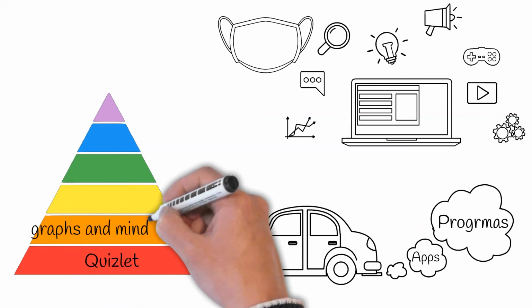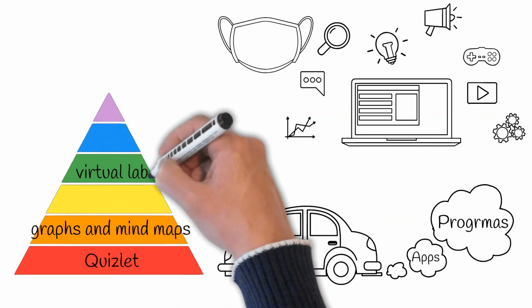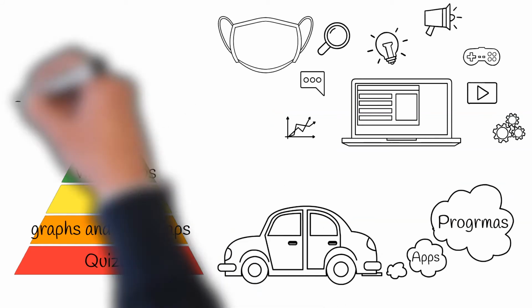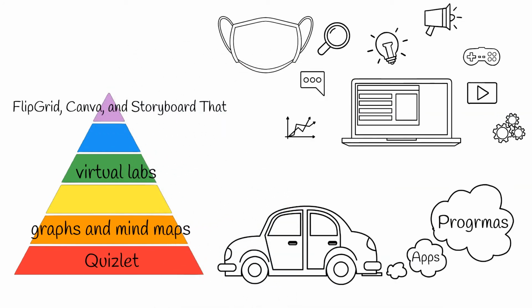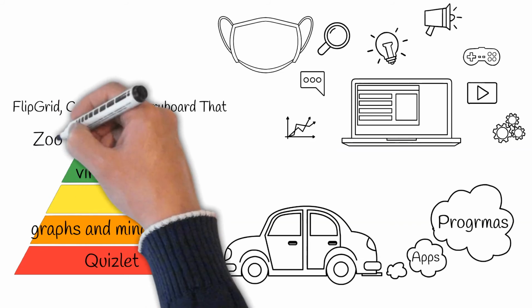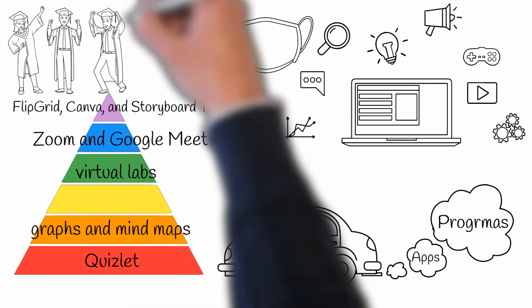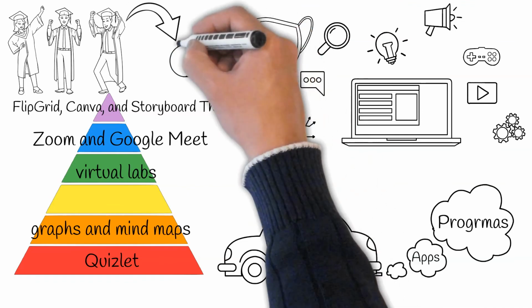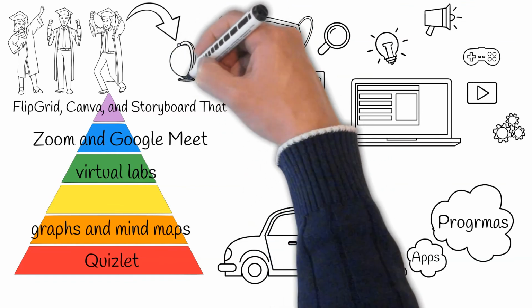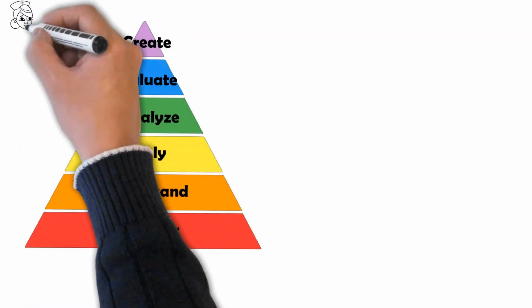Virtual labs can help students analyze abstract concepts. Programs such as Canva, Flipgrid, and Storyboard That give students a platform to foster creativity. And communication software such as Zoom and Google Meet can help students connect all over the world so that they can defend, dispute, compare, and contrast opinions and research findings. The revised taxonomy is used in other fields of education, such as nursing and computer science programs.